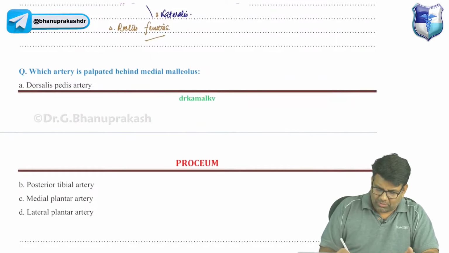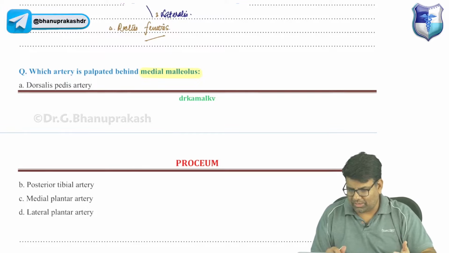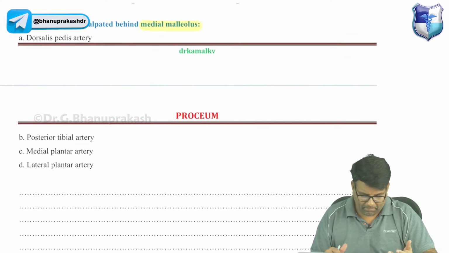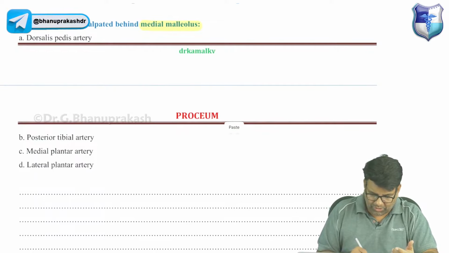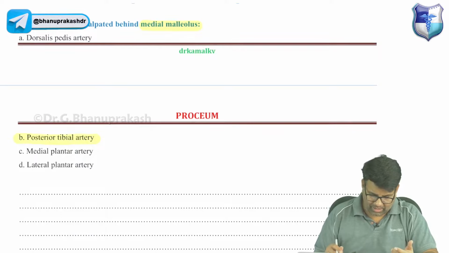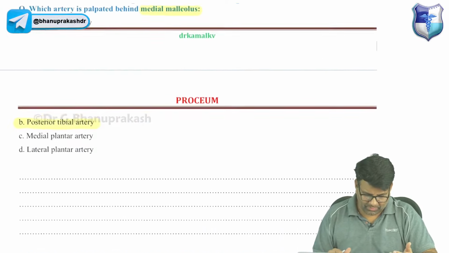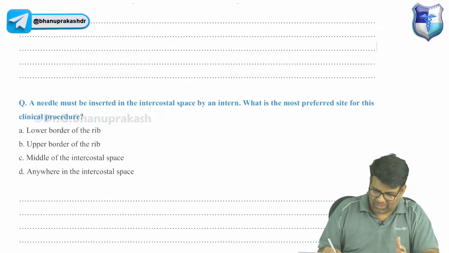I think this is a very basic question. Artery which is palpated behind medial malleolus. I think everyone can answer that. This is posterior tibial artery. Yes, posterior tibial artery. Now this is important.